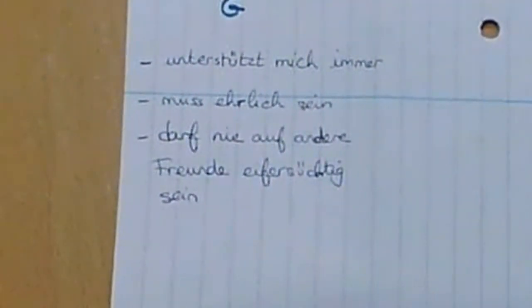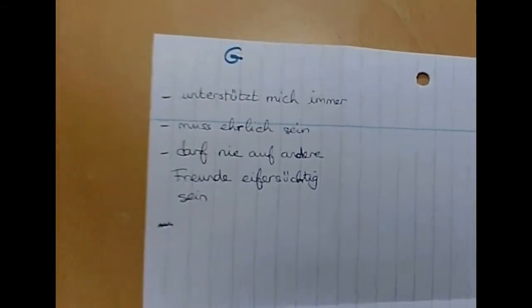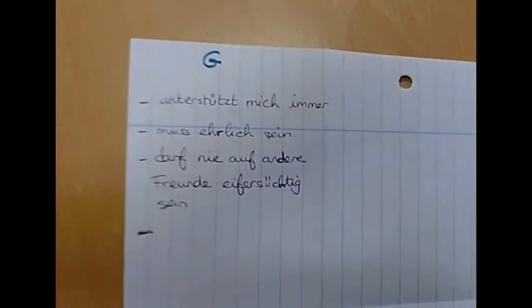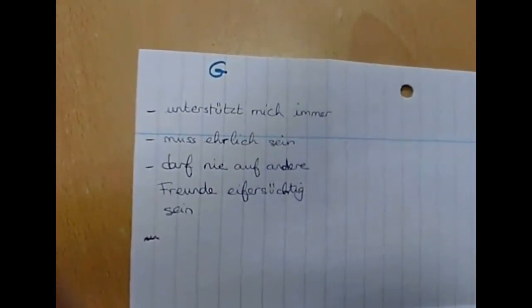I'm not sure. That's going to be my technique to try and remember it. Okay, so I guess we're only going to demonstrate with 3 examples. That's fine. So what I'm going to do now is get rid of the vocab. This is what we have. So that's my German. Unterstützt mich immer, muss ehrlich sein, darf nie auf andere Freunde eifersüchtig sein.